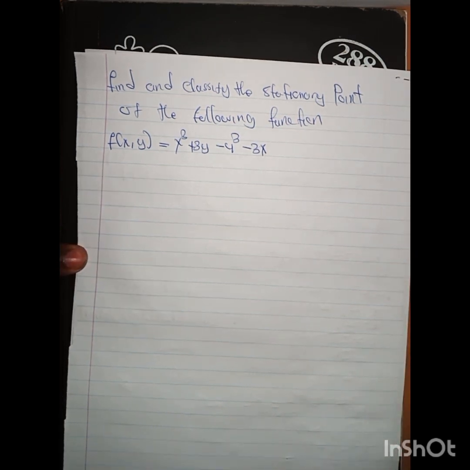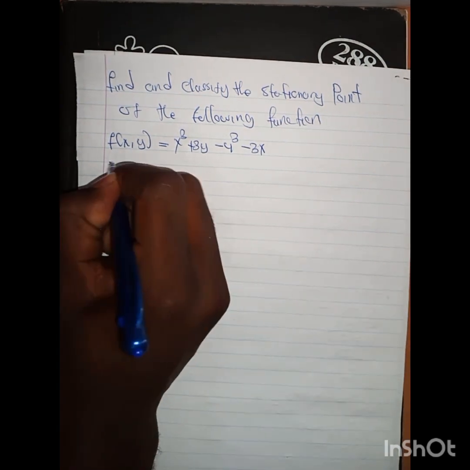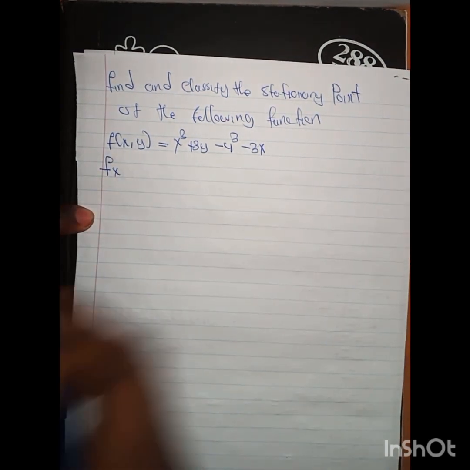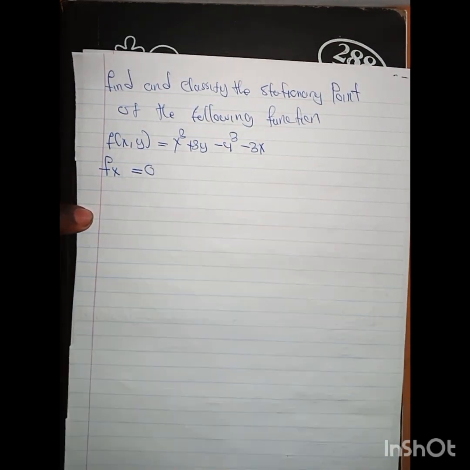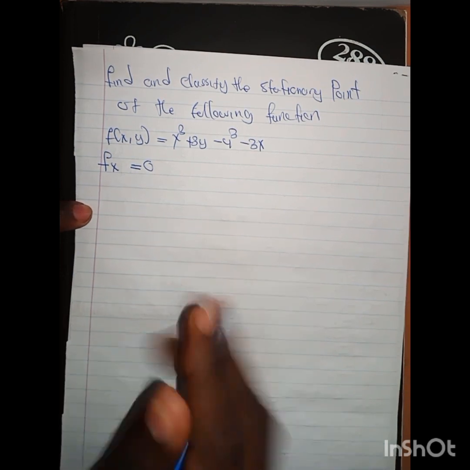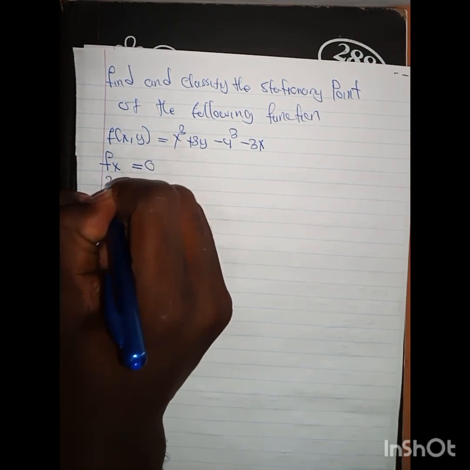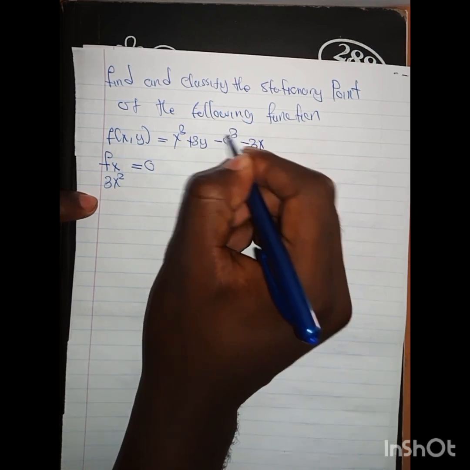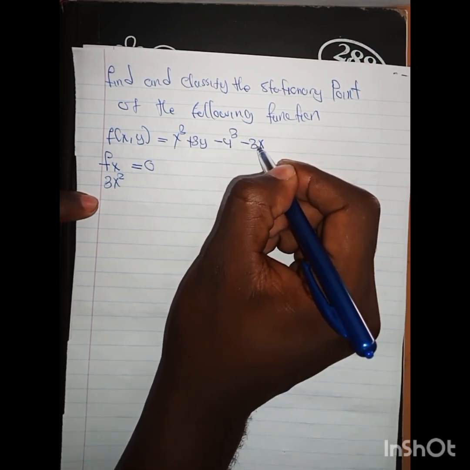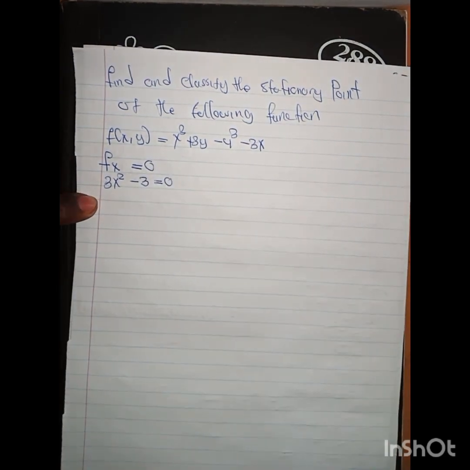So we have said that we want to find the stationary points. The stationary points are the same as the critical points. So we want to first find f sub x, which is to give us a 0. And then we differentiate this function with respect to x. When we differentiate it with respect to x, we are going to get 3x squared. Then there's no x here, it's a 0. There's no x here, it's a 0. Then we differentiate minus 3x with respect to x, so we'll have minus 3. We equate this to 0.